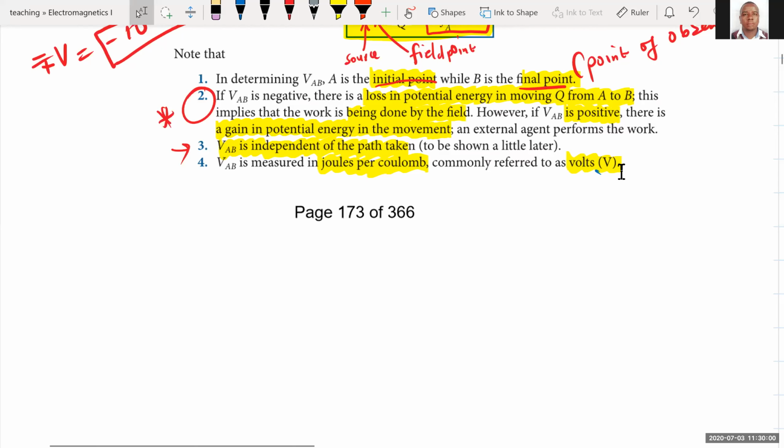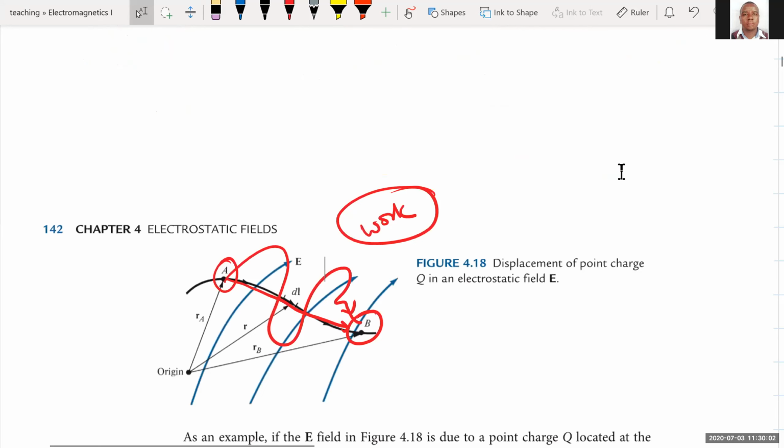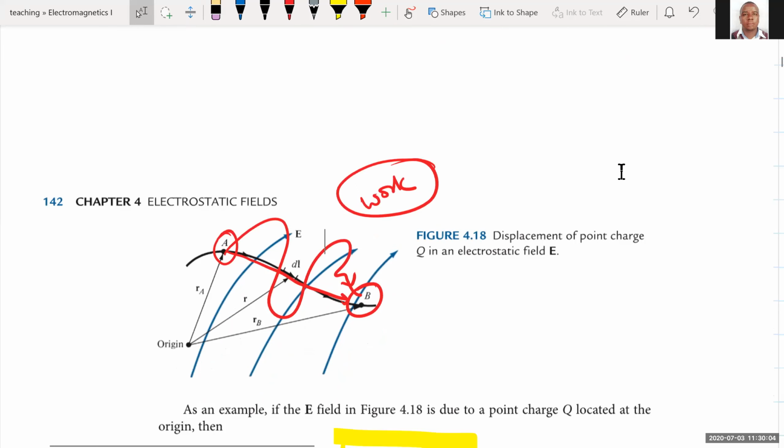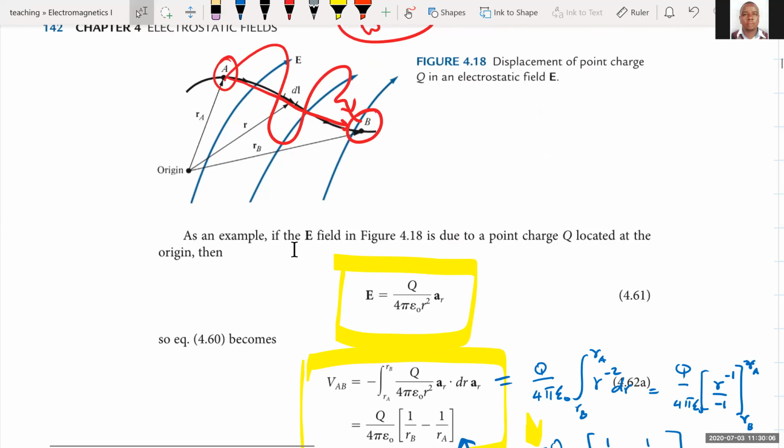So having said that, I guess we can move on. And we said now that, as an example, if the field in figure 4.18 is due to a point charge Q located at the origin, then the electric field can be expressed as shown in figure 4.61.